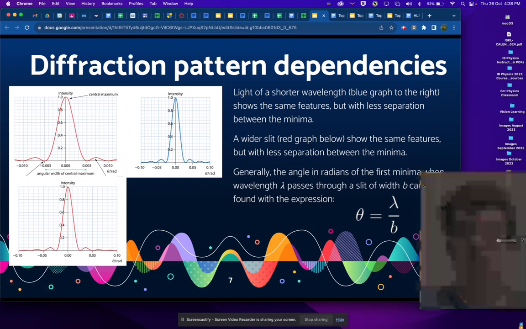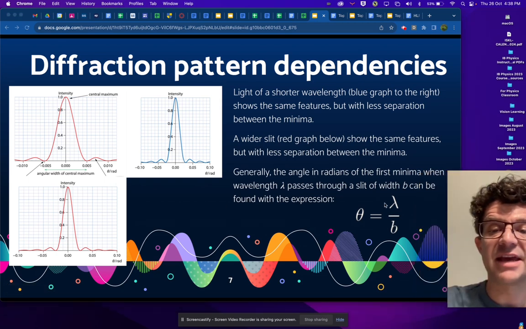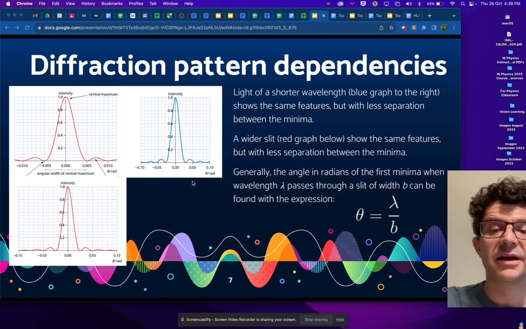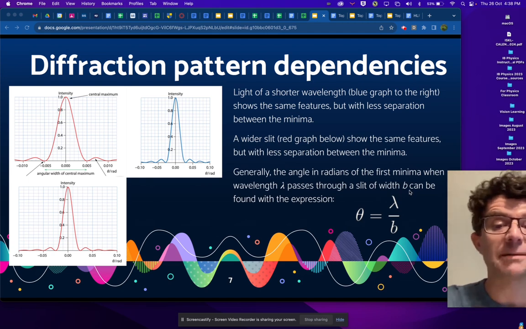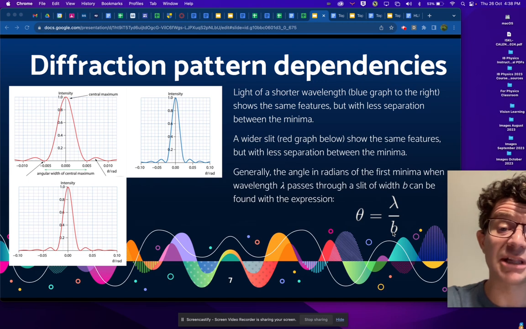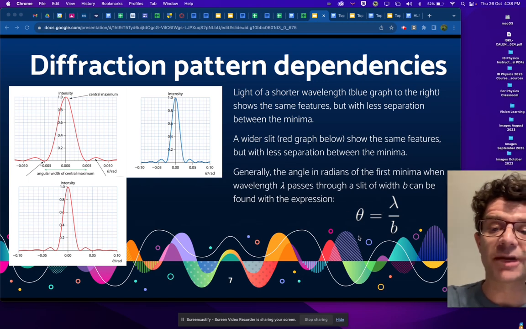Generally, the relationship we come up with is that the angle between the central maxima and the first minima can be found from the wavelength and the width of the slit, usually represented with the symbol b. Theta is equal to lambda over b. Generally, this is quite small, but this gives us the angle in radians.